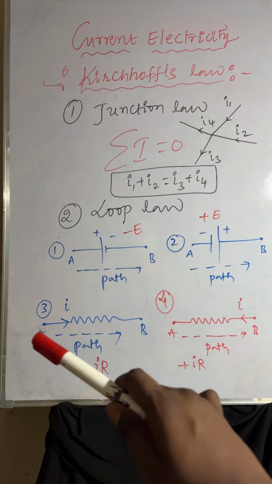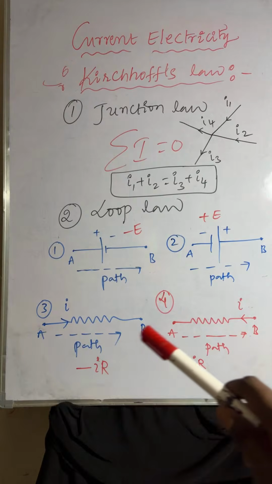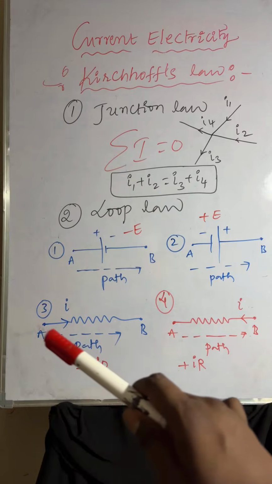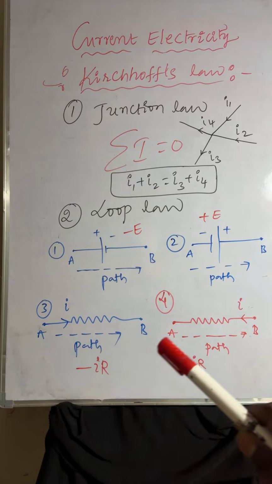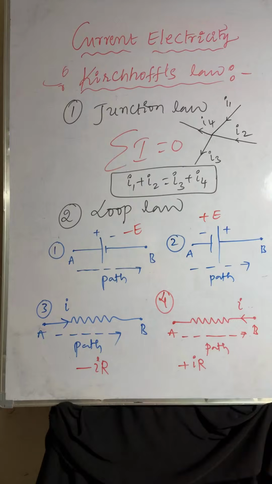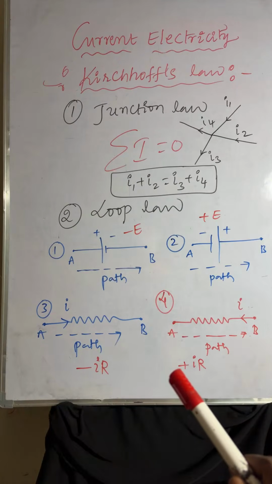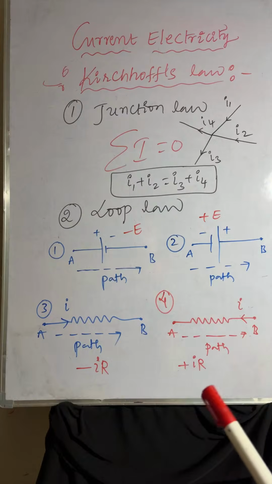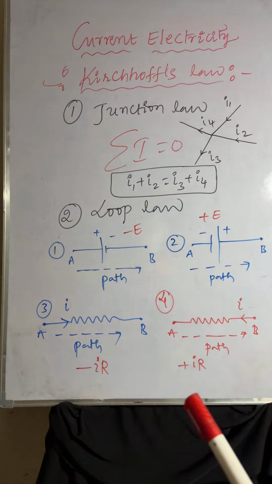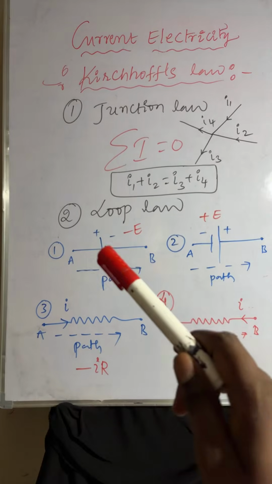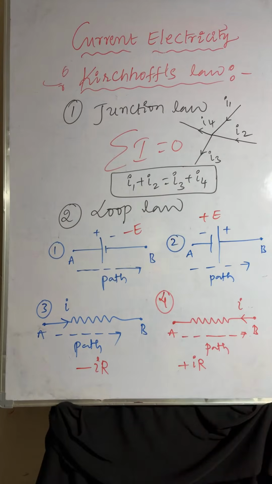And here you are moving along the current direction. This is the path. If you are moving along the current direction, the IR term is negative. And if you are moving opposite to the current direction, there is an increase in potential, that's why plus IR. Potential is increasing, so that is plus IR, here minus IR. Here the path goes, so minus E and plus E for the EMF. Understood? So these are the points related to Kirchhoff laws. I hope it is very clear.